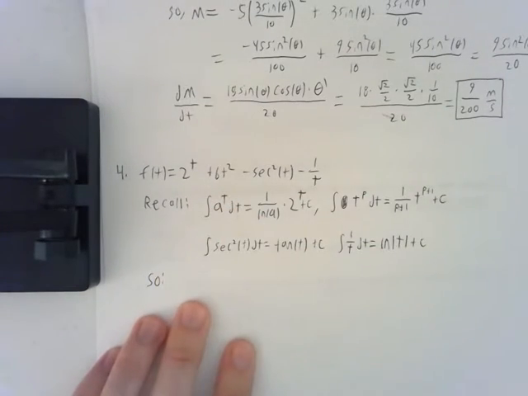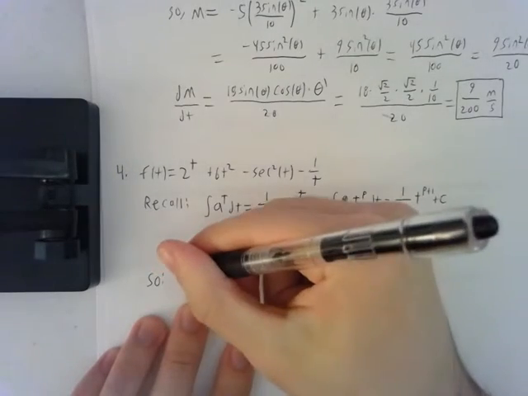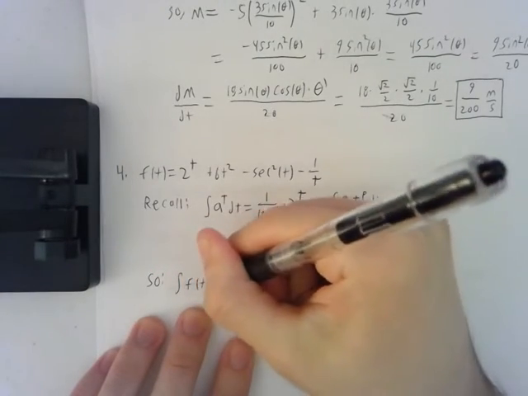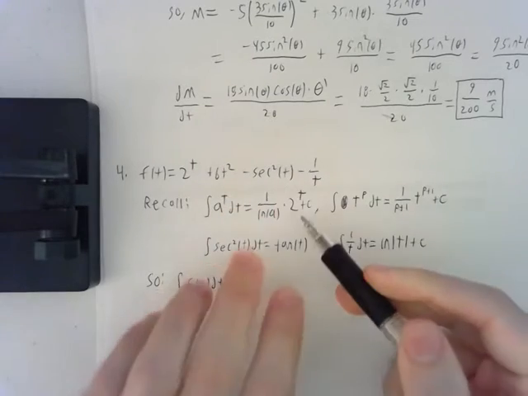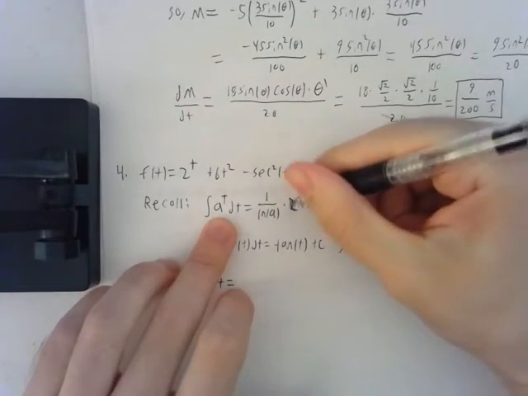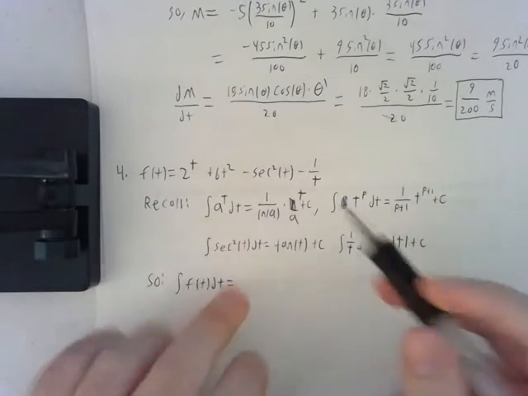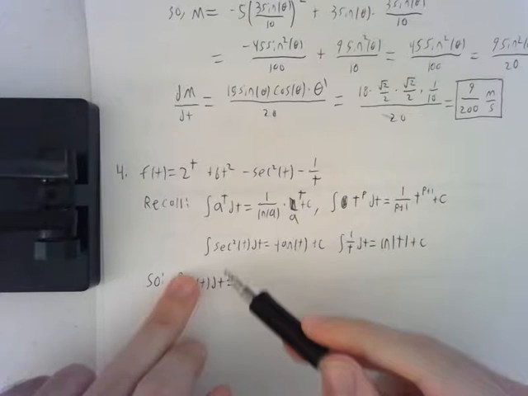So if we apply all this to our function up here, we have the antiderivative of f of t. We use this first rule here for the, this was a to the power t, not 2 to the power t. But in our case, a is equal to 2. And we'll get that the first term is 1 over log of 2 times 2 to the power t.